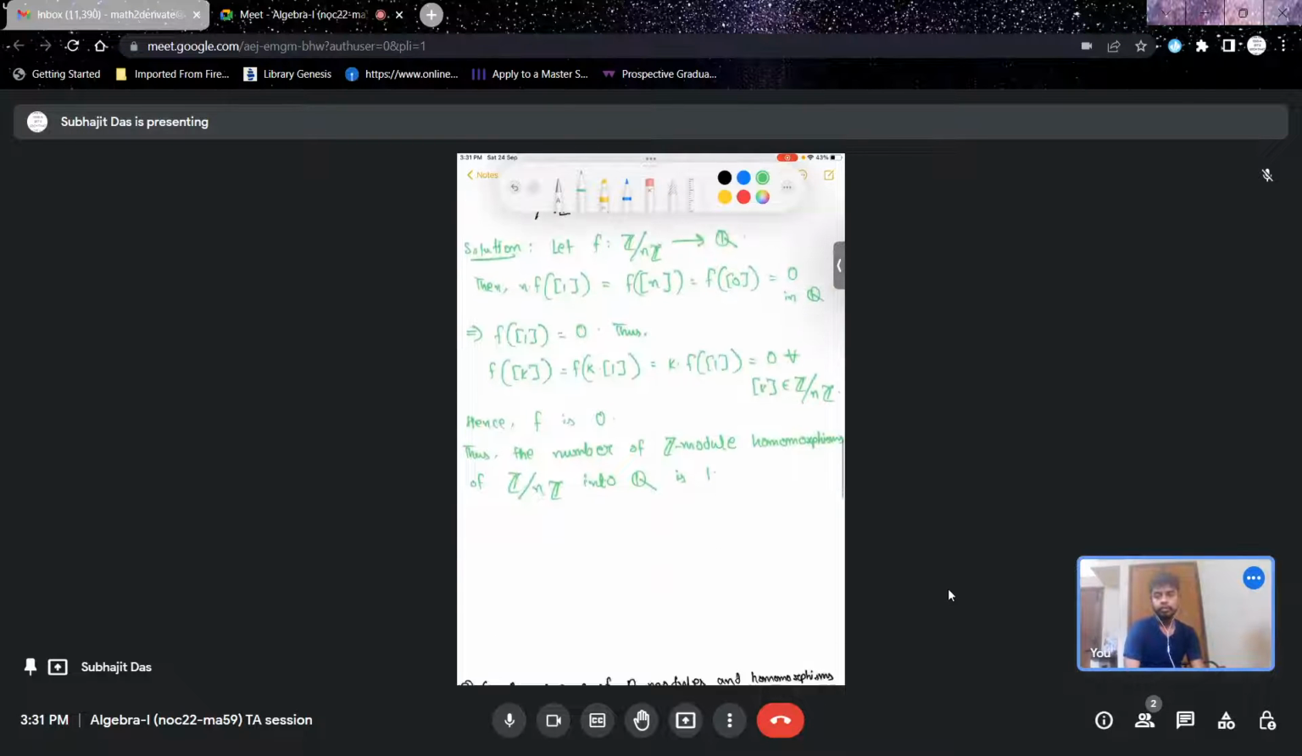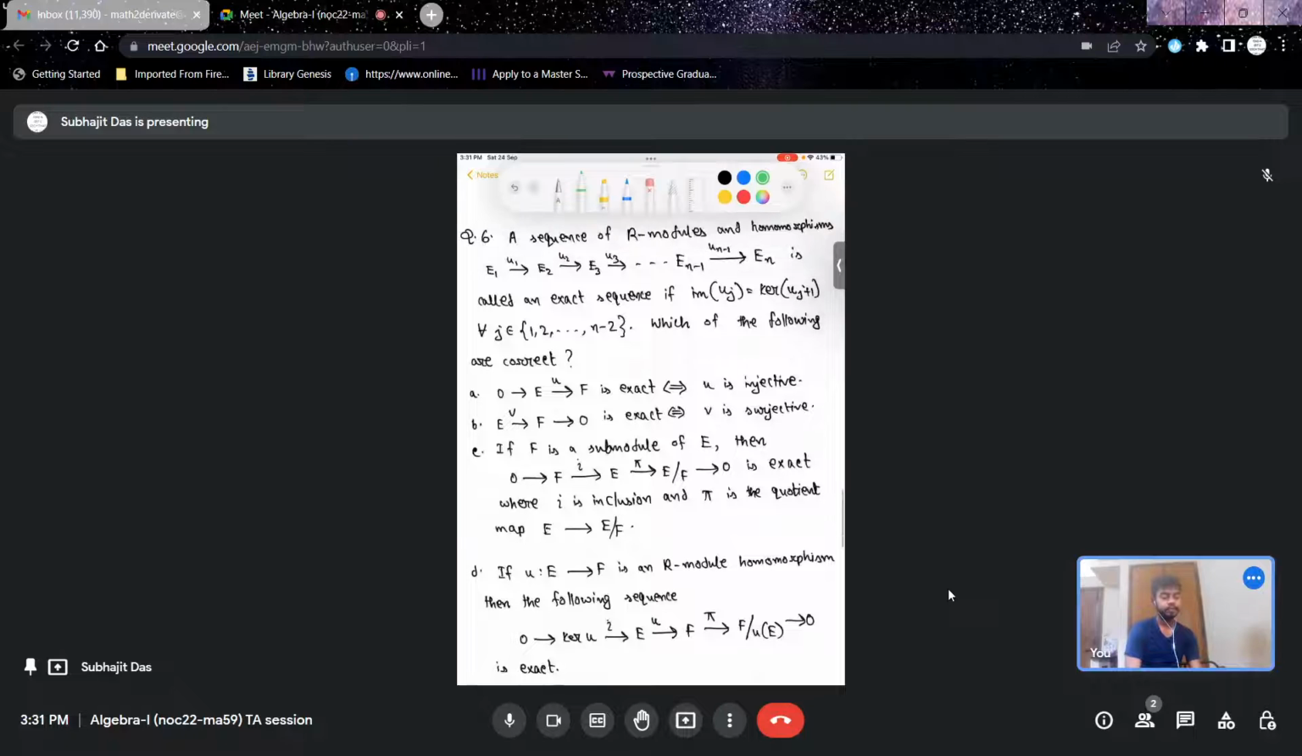So this was a very simple problem. Now we move on to a very powerful, very important concept in algebra, in particular in commutative algebra, and this is the notion of an exact sequence. A sequence of R modules and homomorphisms, from E1 to E2 is u1, from E2 to E3 is u2, from E3 to E4 is u3 and so on, is called an exact sequence whenever the image of uj is equal to the kernel of uj plus 1 for all j in 1, 2, 3 and so on up to n minus 2.